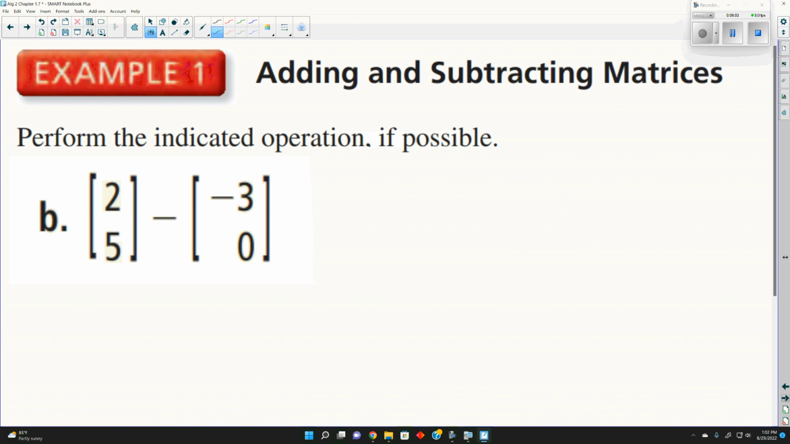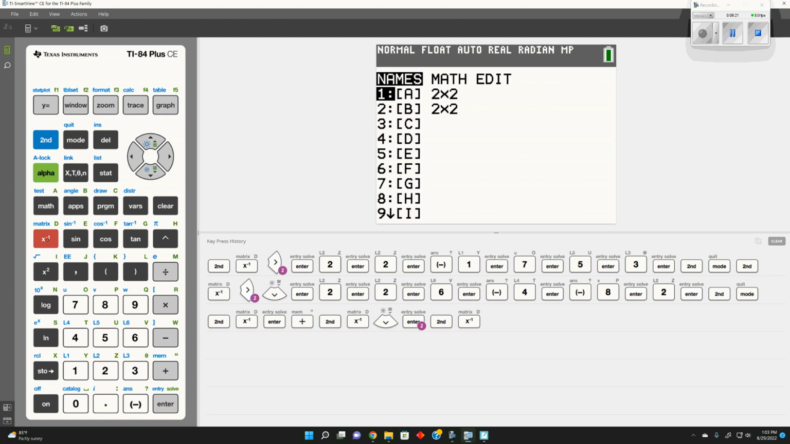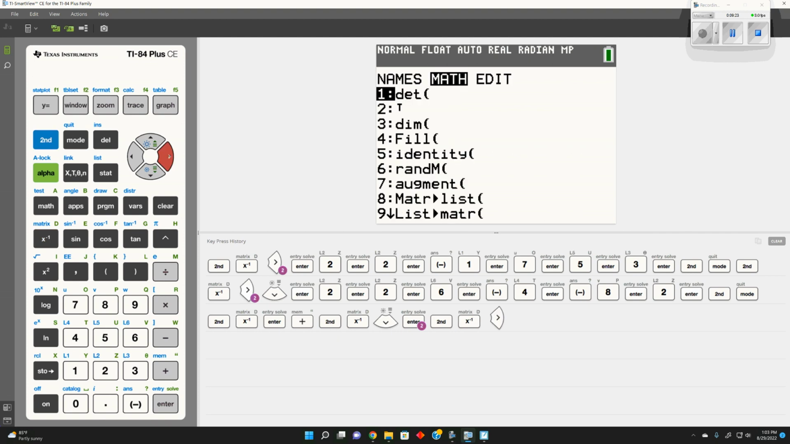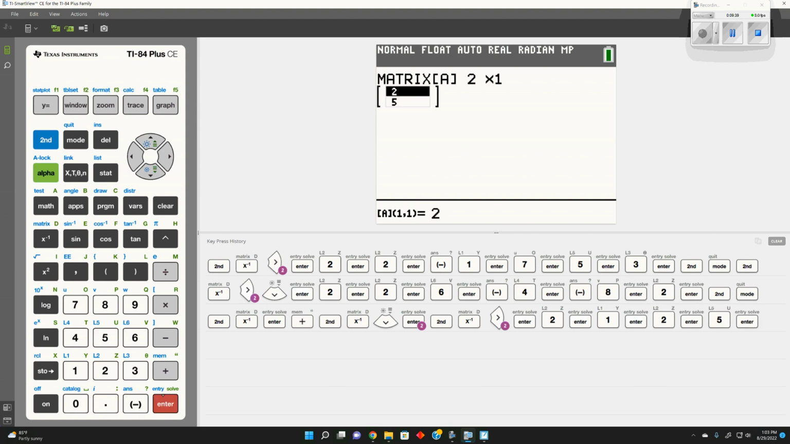Y'all need to see another example of one of these in the calculator? Yeah, so we can do this here. So we're saying that this is A, and this is B, and we're going to subtract. So in the calculator, we need to define matrix A. So we can go second matrix, go over to edit, and we hit enter to edit matrix A. Now this time we have a 2 by 1. 2 rows, 1 column. And our elements are 2 and 5.